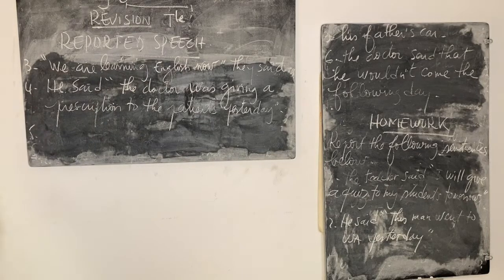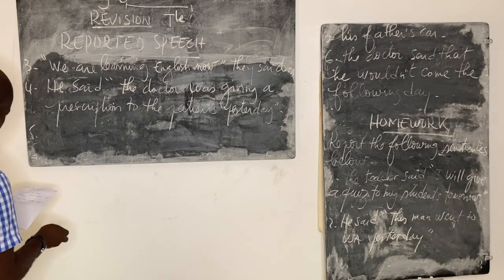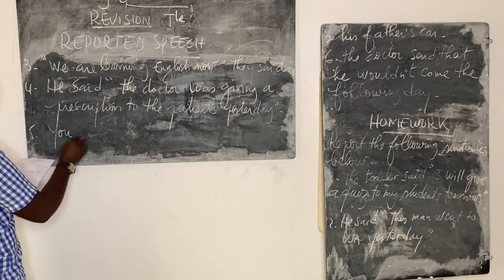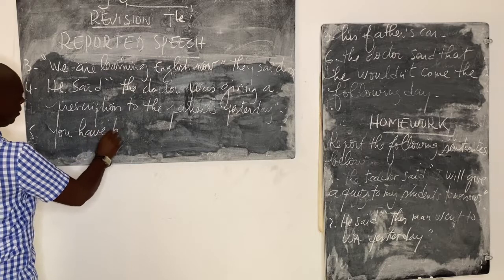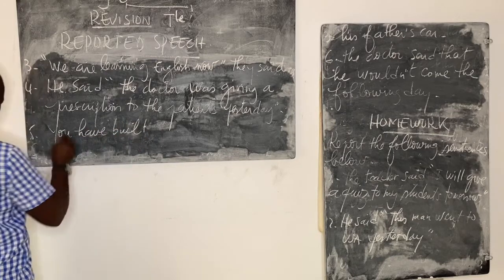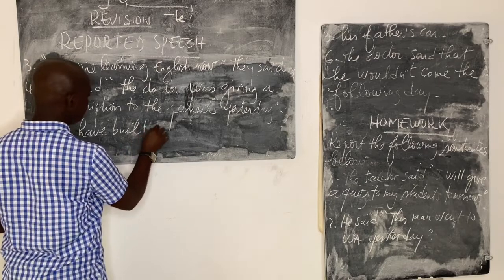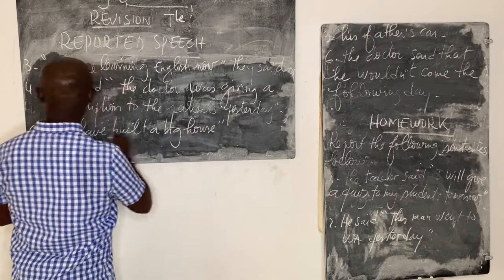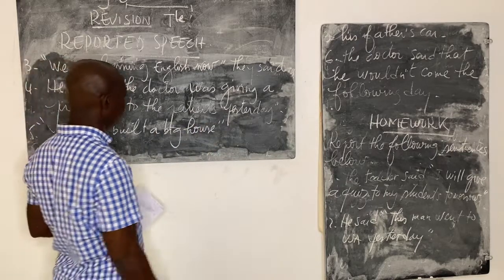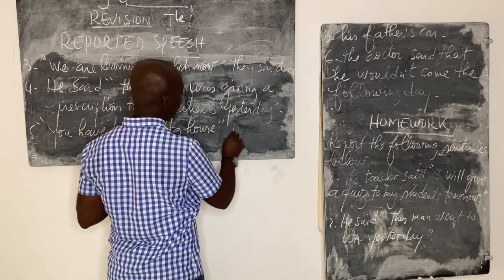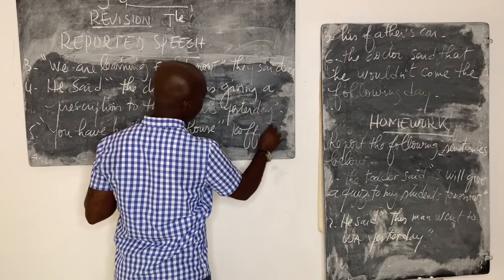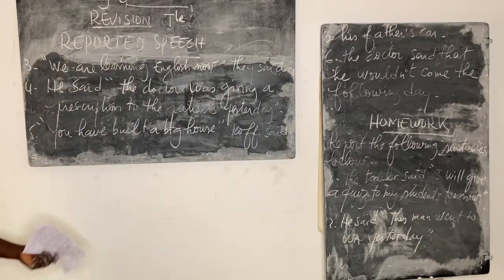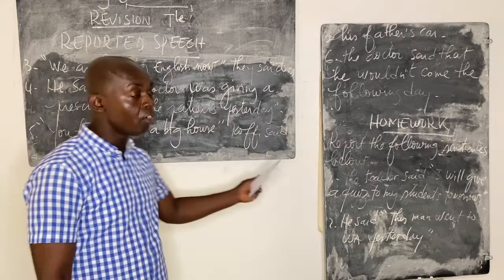5. We have built a big house, Kofi said. Okay, so this is a homework for you.